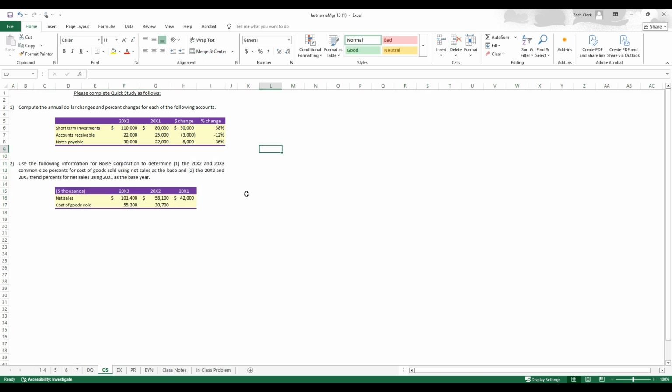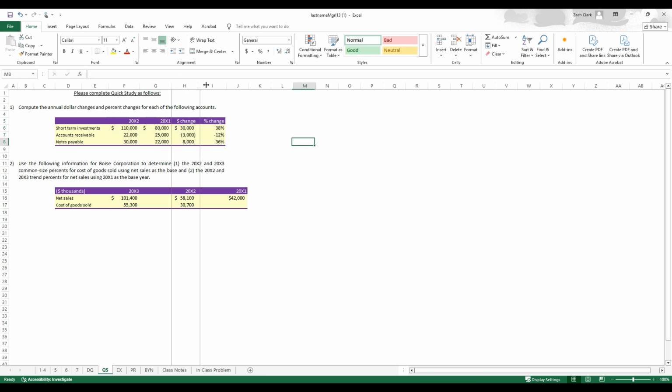So clean that up. And then we're going to say, use the following information to determine the 2002, 2003, or whatever that is, common size percents for cost of goods sold using net sales as a base, and then the trend percents for net sales using 2001 as a base there. So let's do one little thing here. Let's insert. So we're going to just highlight down and then insert a little columns here. And I'm just going to do this as well because I like it when they line up a little better.